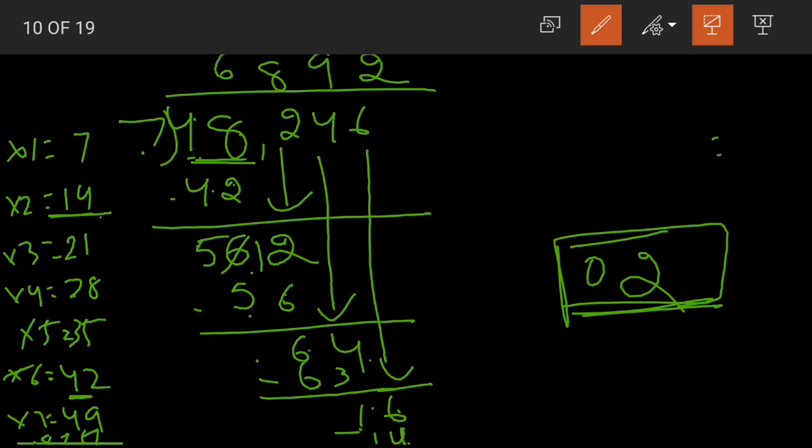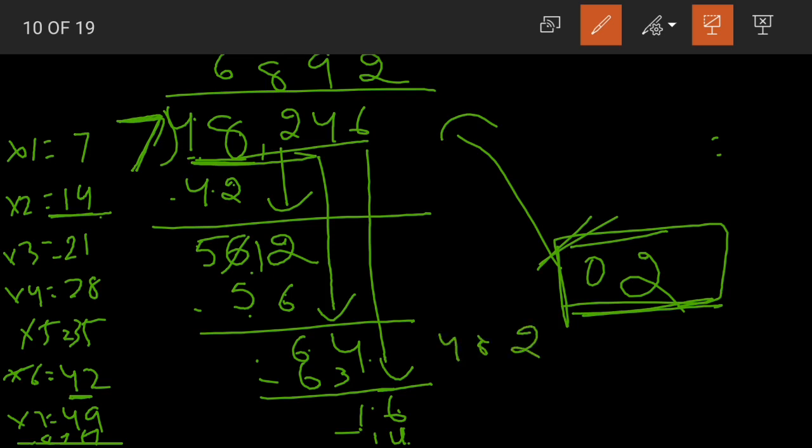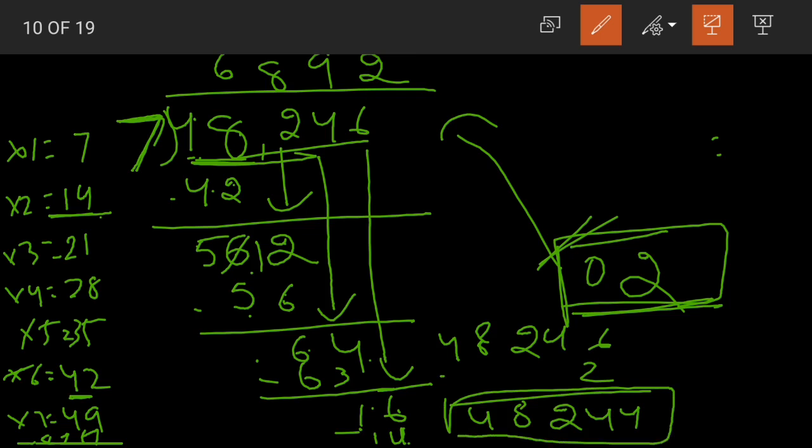So whenever such a question is given, we need to subtract the remainder from the dividend. Okay, the number that should be subtracted from the given number to make it completely divisible by 7 is always the remainder. Whatever is remaining, we should subtract. So 48,246 minus 2 becomes what? 48,244. Now this number will be completely divisible, exactly divisible by 7.